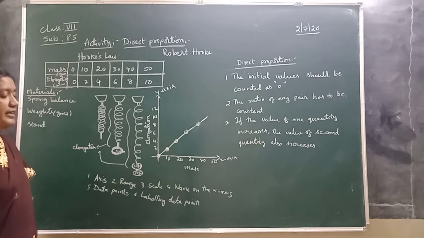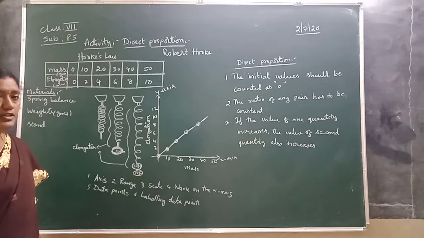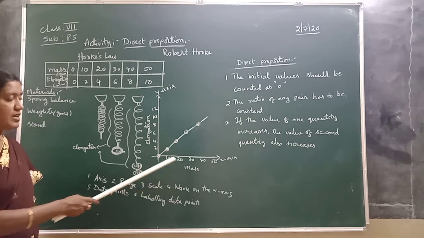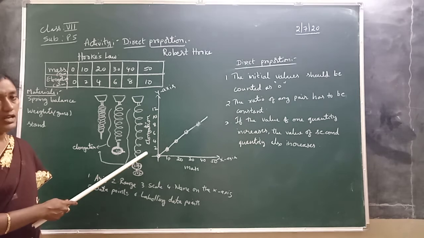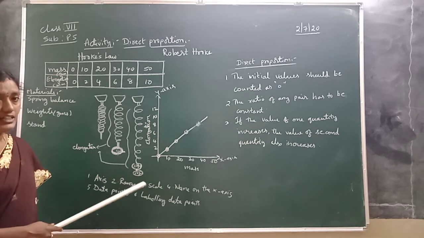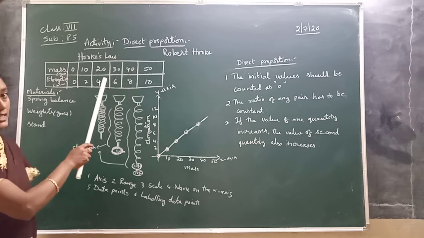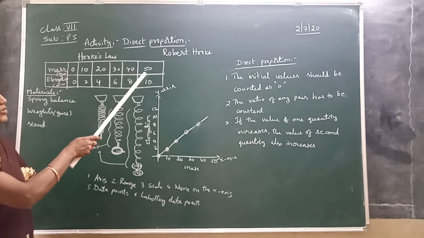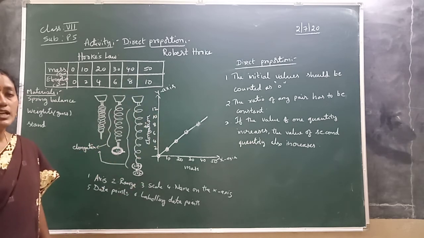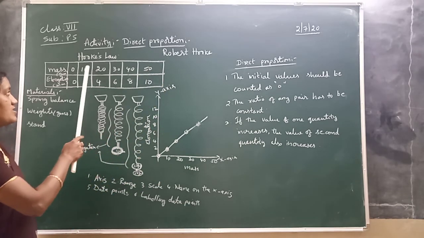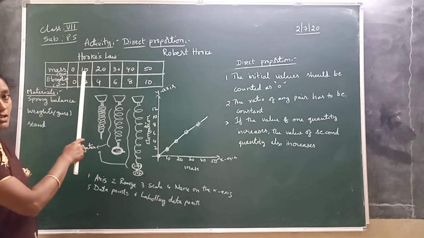So children, in the activity given in the textbook, you have some questions. What is taken on the x-axis? Mass. What is taken on the y-axis? Elongation. And what is the range of the x-axis? Here we have taken mass on the x-axis. Range means highest value minus lowest value. So what is the highest value here? 50. Least value 10. 50 minus 10, 40.